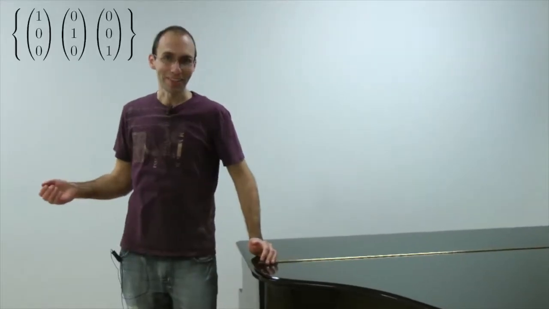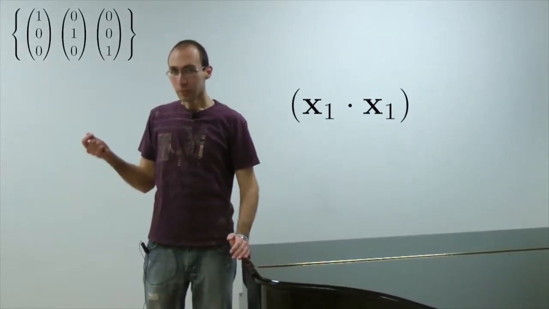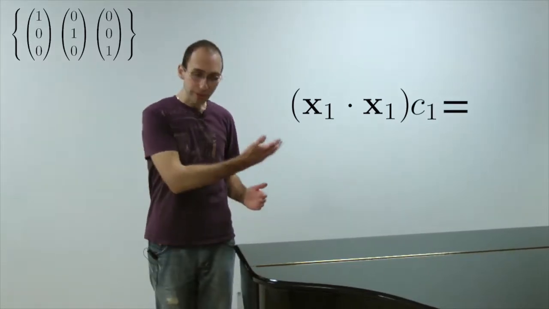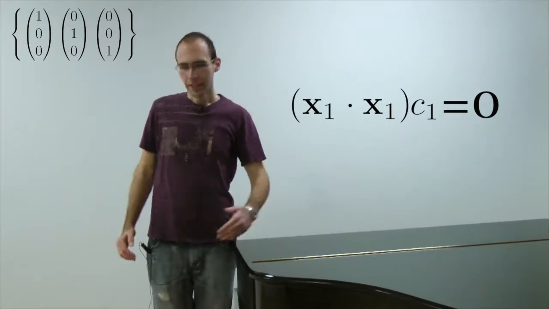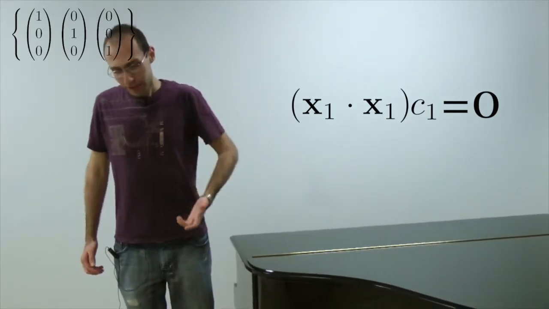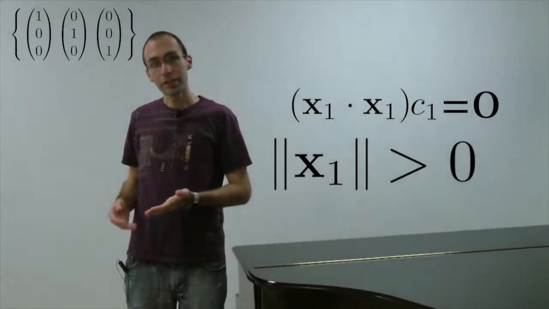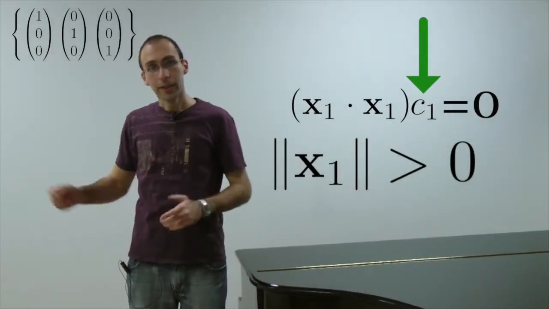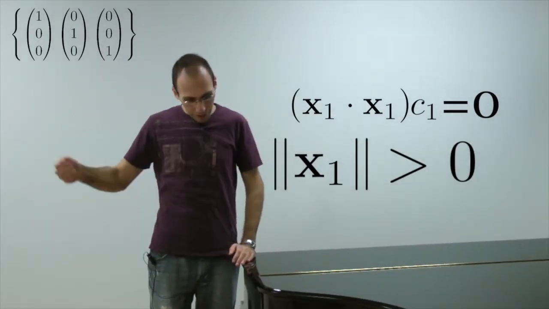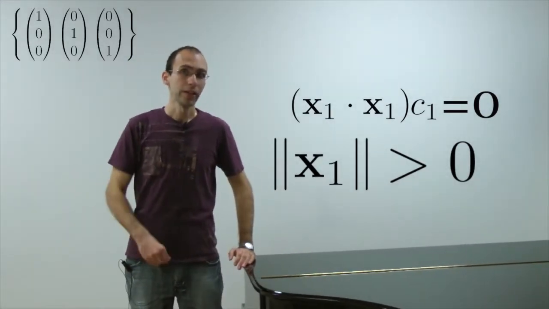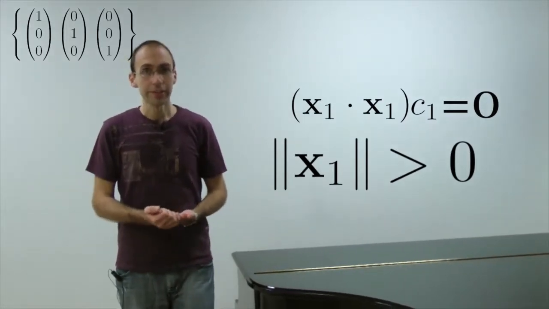So on the left-hand side, we have that x1 dotted into x1 multiplied by c1 is equal to 0, coming from the right-hand side, which is always 0. Since the norm, or the length of x1 is non-zero, the only solution to this equation is that c1 is equal to 0. And we can keep going. So we take the original equation, dot it one by one into each of the xi's, and find that each of the coefficients has to be 0, which then proves linear independence.